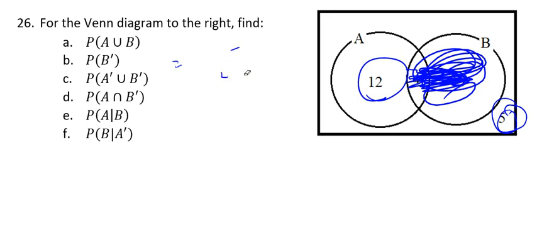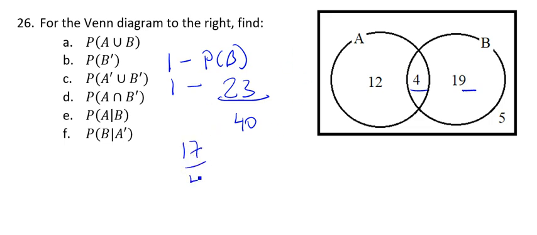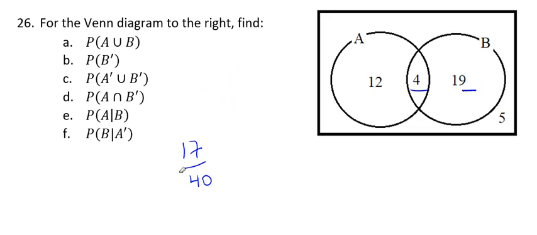Another way you could do that question is using the definition of not: I could calculate the probability of B and subtract. There are 23 things that are in circle B. So if I do 1 minus 23 over 40, I would get 17 out of 40, which we had with the other method. So don't forget there's often an opposite method that's possible.